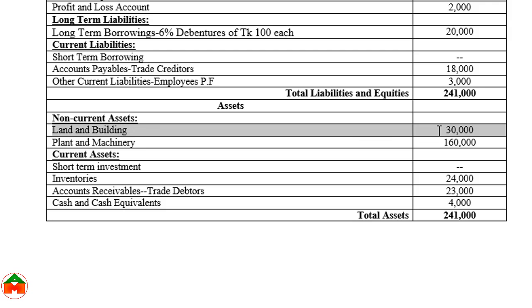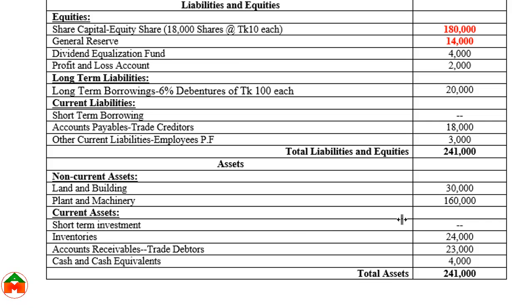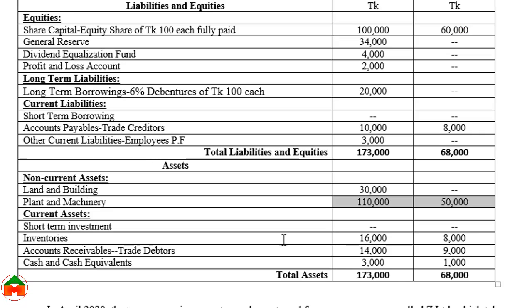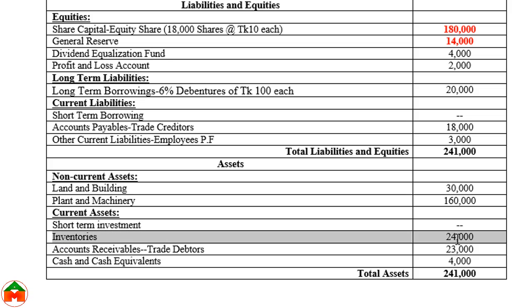This land and building 30,000, and we can see plant and machinery 1,60,000. From the question we can see plant and machinery from X Limited 110,000 and Y Limited 50,000. Total 160,000. This is the plant and machinery 1,60,000. On the other hand, short-term investment, maybe there is no short-term investment from any company. And inventory is 24,000. From the question we can see inventory is 16,000 from X Limited and 8,000 from Y Limited. Total 24,000.